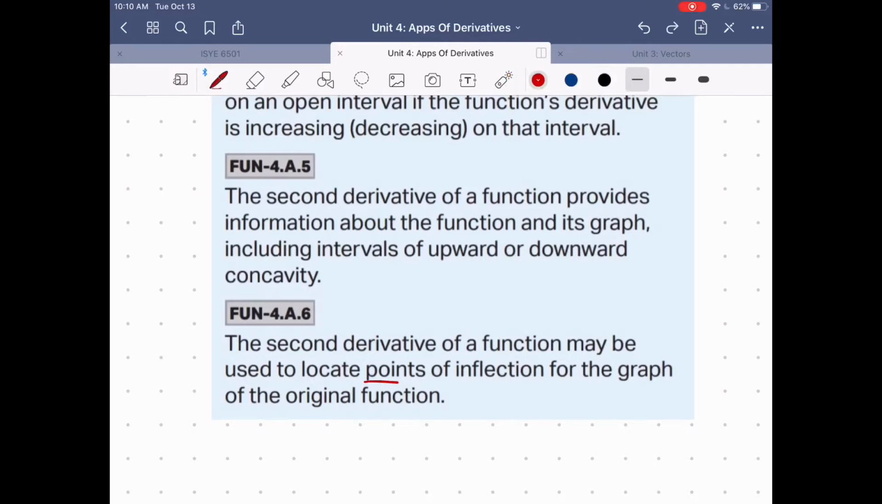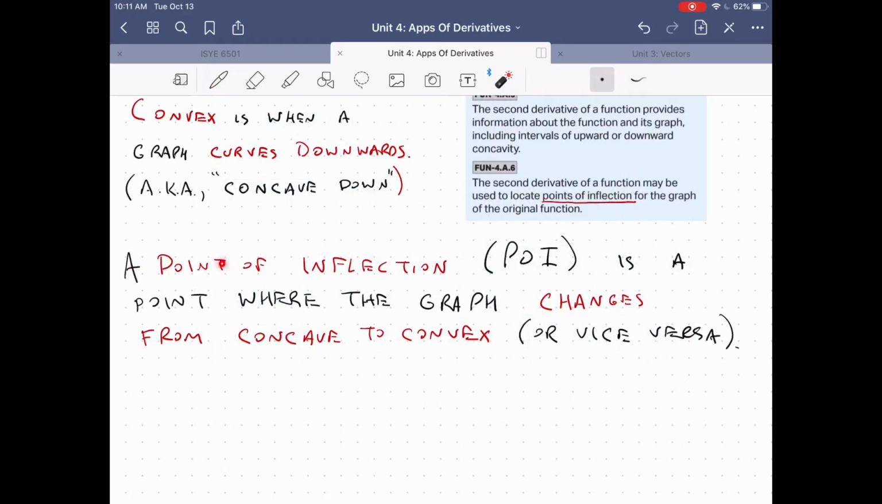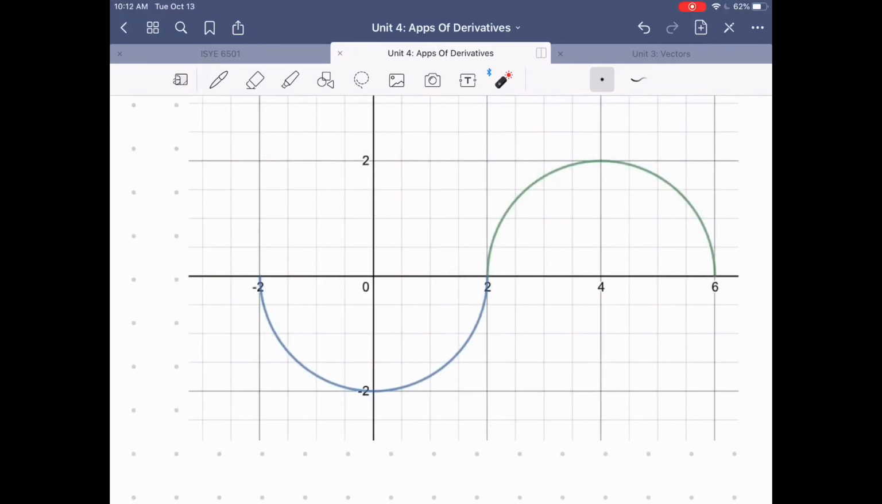So there's a term there that we haven't talked about yet, points of inflection. A point of inflection, or you could write POI for short, is a point where the graph changes from concave to convex, or it could change from convex to concave.